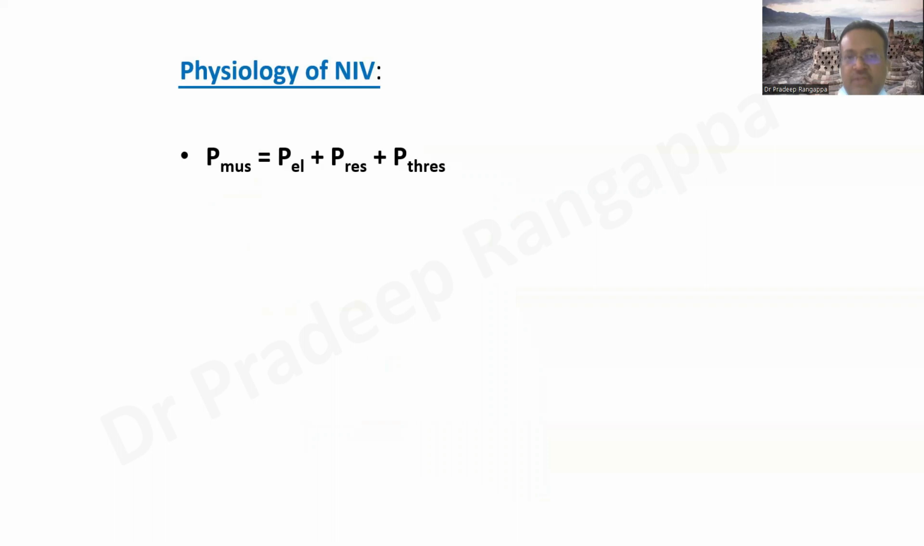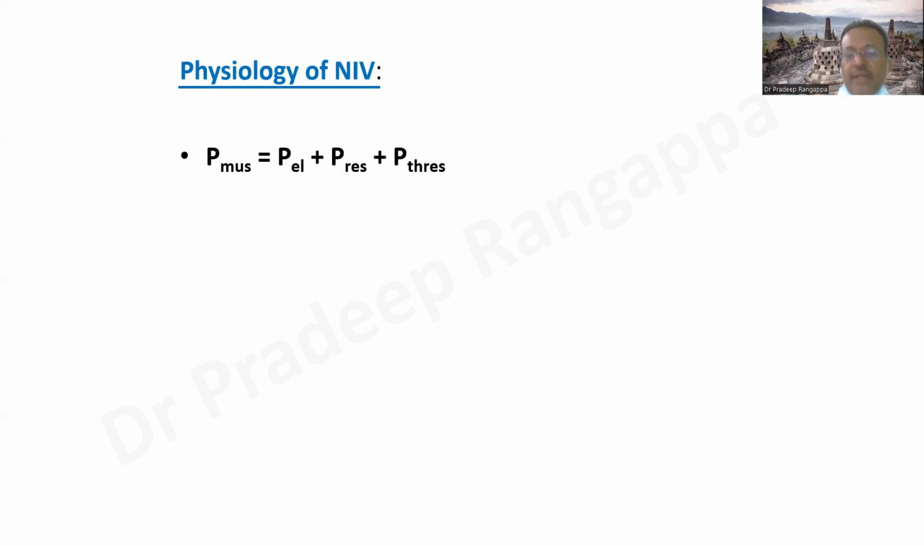When we talk about the physiology of NIV, there are certain pressures that every trainee needs to understand. The whole effort that the respiratory muscle system puts in is called PMUS. That's the pressure that is needed for optimal functioning of the whole respiratory apparatus. And this PMUS is dependent on a few pressures. There is the elastic pressure, and there is the resistive pressure. Then there is the baseline pressure within the alveoli, which is called threshold pressure.